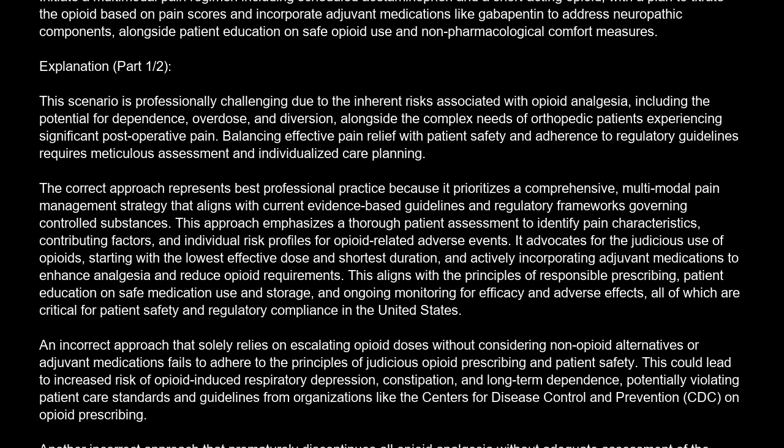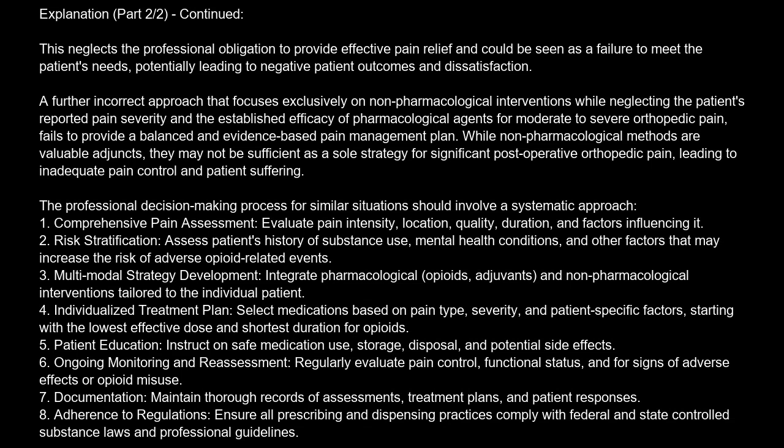Another incorrect approach that prematurely discontinues all opioid analgesia without adequate assessment of the patient's pain and functional status, or without providing appropriate alternative pain management strategies, could result in undertreated pain, patient distress, and functional impairment. This neglects the professional obligation to provide effective pain relief and could be seen as a failure to meet the patient's needs, potentially leading to negative patient outcomes and dissatisfaction.